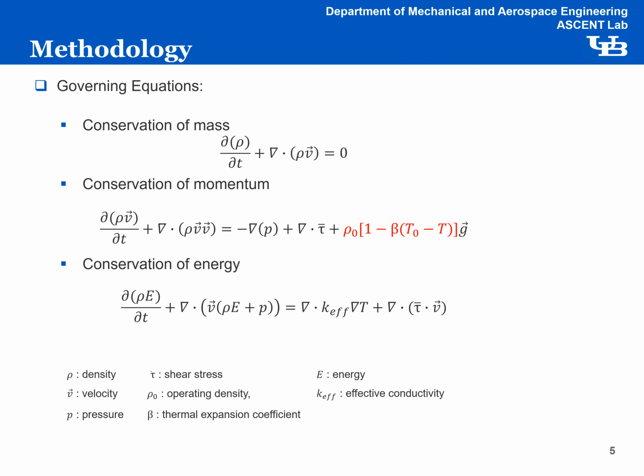The methodology for the study involved solving the transient equations for conservation of mass, momentum, and energy, where natural convection was modeled using the Boussinesq approximation, which treats density as a constant except for the force term in the momentum equation.